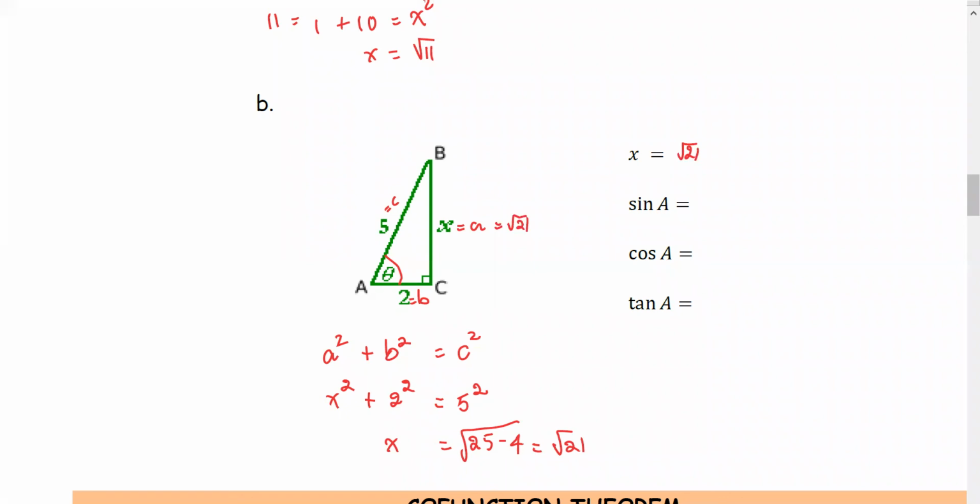Form the sine of A, which is opposite divided by hypotenuse. The opposite is square root 21 divided by the hypotenuse, which is 5. The cosine is adjacent divided by hypotenuse. The adjacent is 2 divided by hypotenuse 5. The tangent is the opposite divided by adjacent. Opposite is square root 21, divided by adjacent, which is 2.